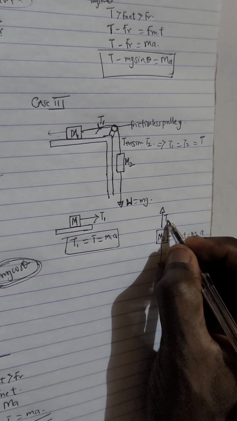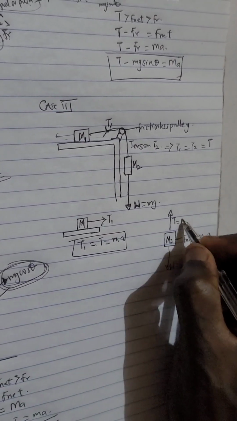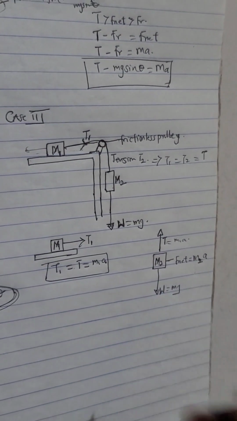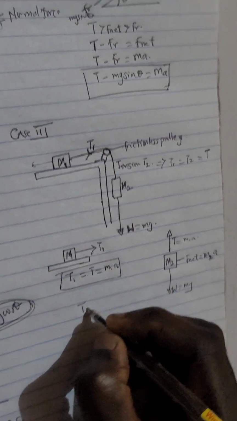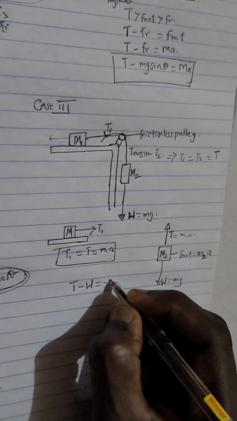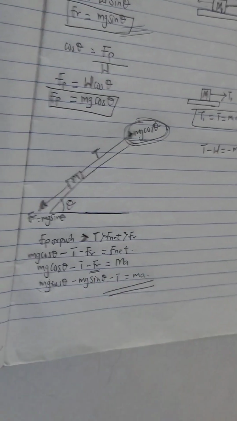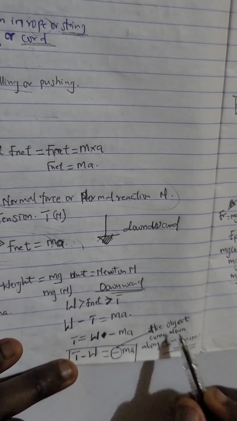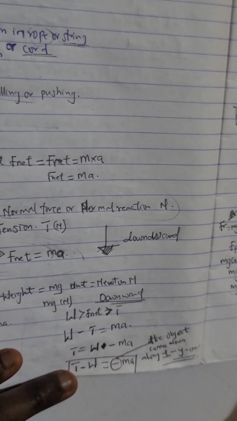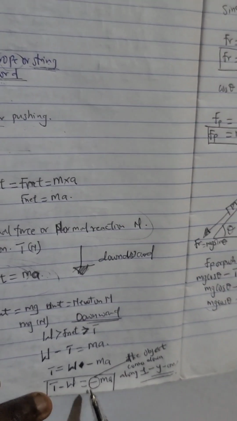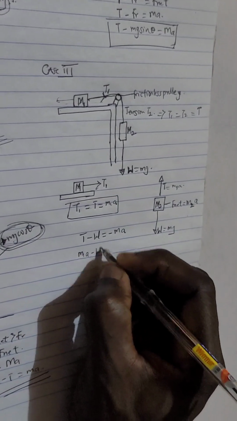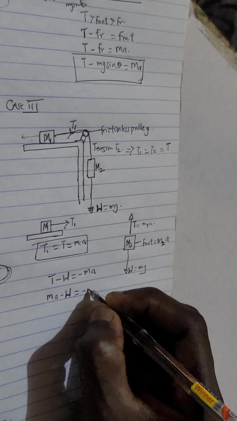This one is T, which is the T1 here, which equals to what? M1A here. So the moment this one comes down, we are going to have T minus W equals what? Minus MA. This is what I was explaining the other time when I was talking about the direction in which the object comes down. I hope this makes sense. This is what we arrived at. So here we have M1A is tension. We now have M1A minus W equals to what? Minus MA.